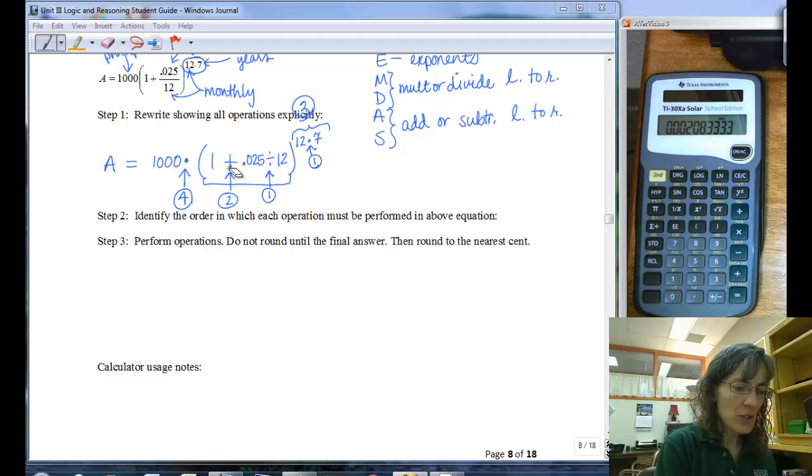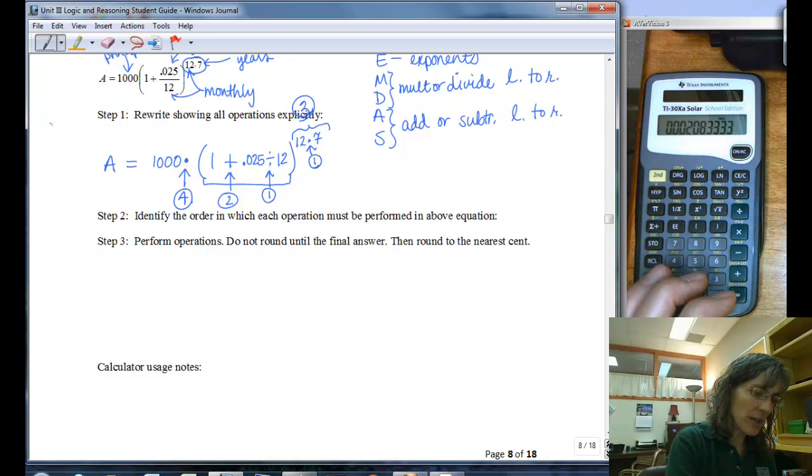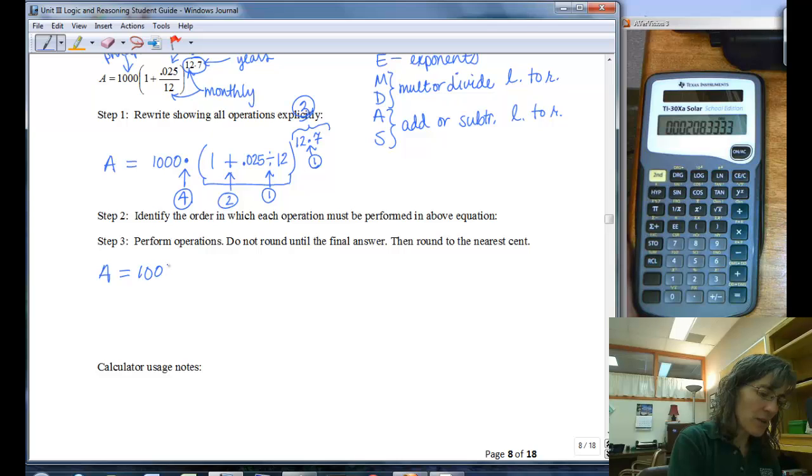The next thing I need to do is right here, this addition, that's number 2. So I can write down some things just so that we can track what I've done so far. A equals 1,000 times, I have 1 plus, and I've calculated this, it's 0.002083 repeating. So I'm just going to write it like that.